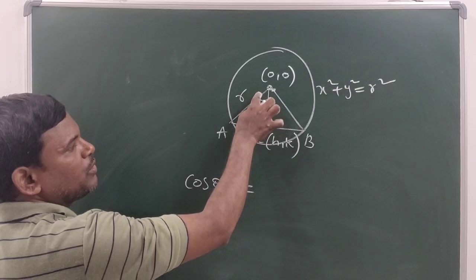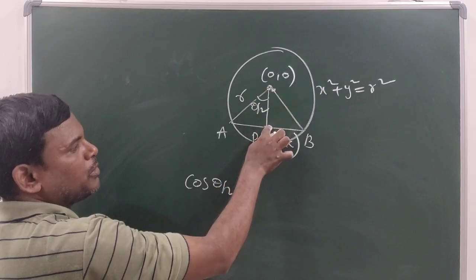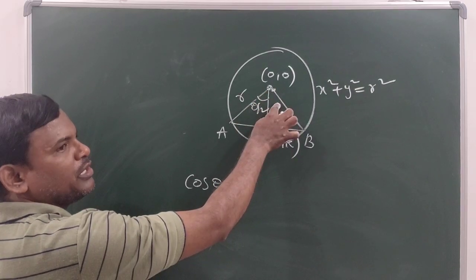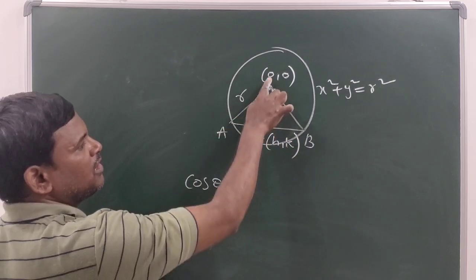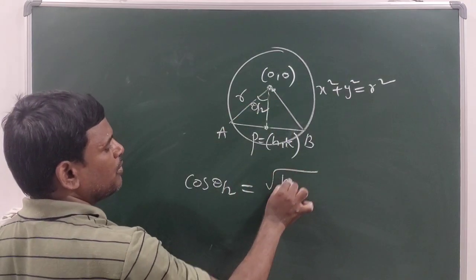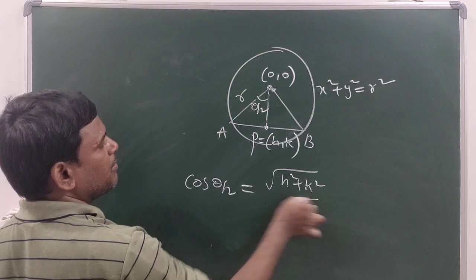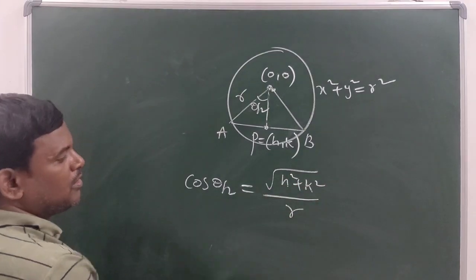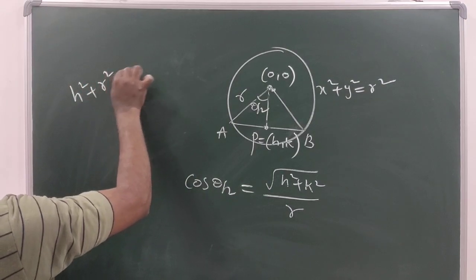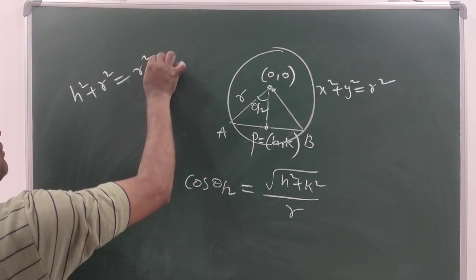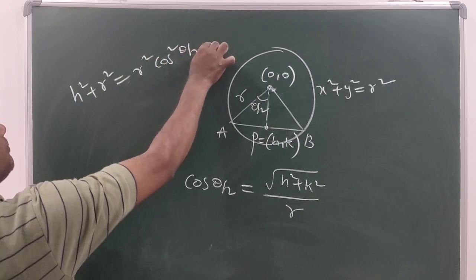Cos theta by 2 in this figure. Total angle is theta, but I dropped the perpendicular and it is theta by 2, theta by 2. So define cos theta by 2: adjacent by hypotenuse. Adjacent length is root of h square plus k square, by r. Now square on both sides. So you will get h square plus k square is equal to r square cos square theta by 2.